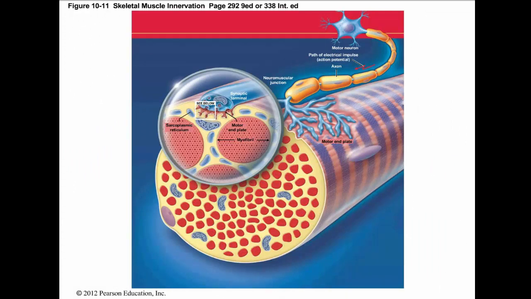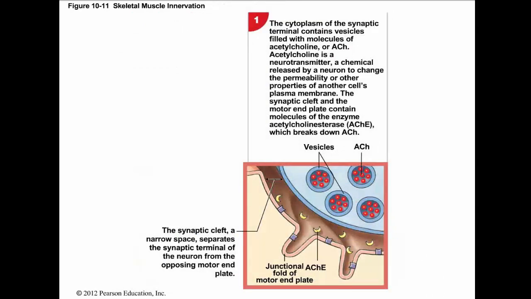We're going to where it says see below, to the next picture, the next slide. So here we have the cytoplasm from the synaptic terminal, which contains vesicles with molecules of acetylcholine. And acetylcholine is a very common neurotransmitter, a chemical that is released by the neuron, the nerve cell, to change the permeability of another cell's plasma membrane. And the synaptic cleft and the motor end plate contain molecules of the enzyme acetylcholine esterase, which helps to break down acetylcholine. So again, the muscle will be able to contract again.